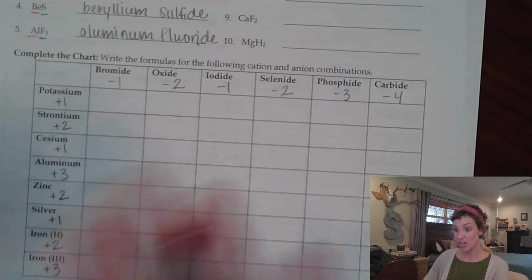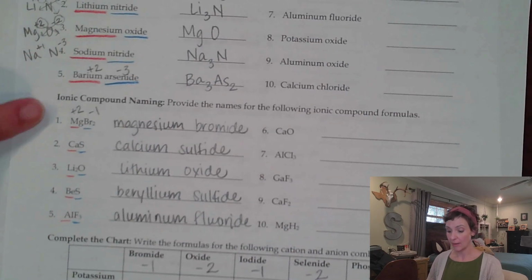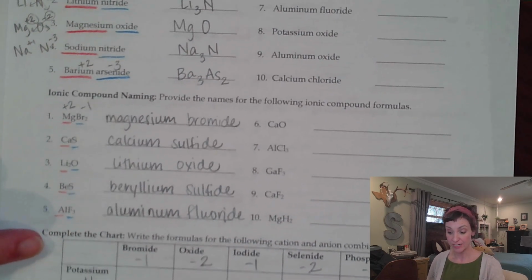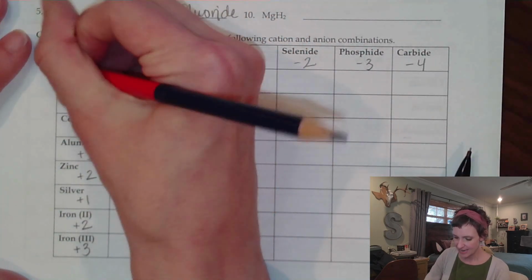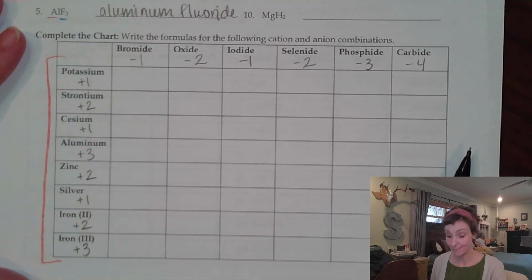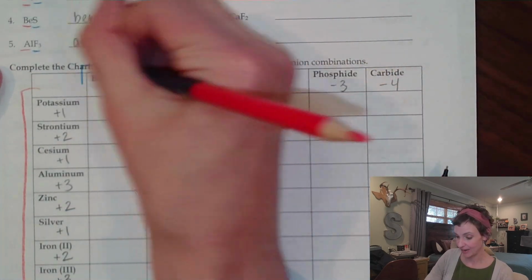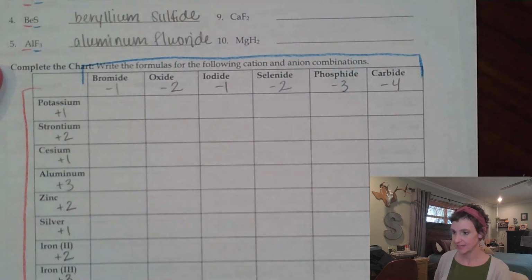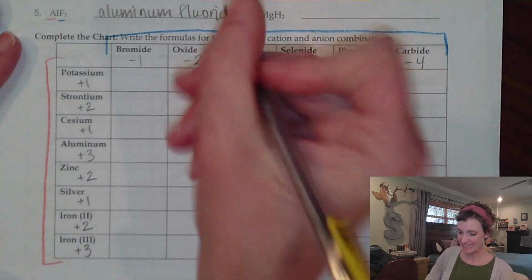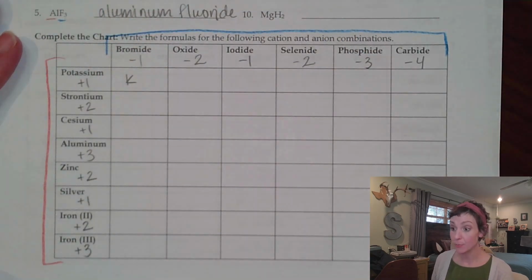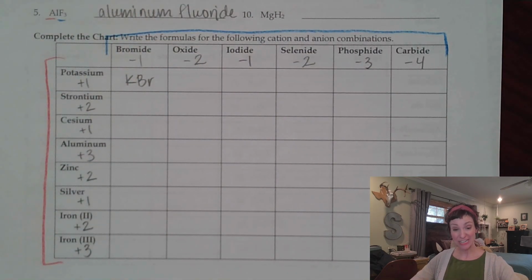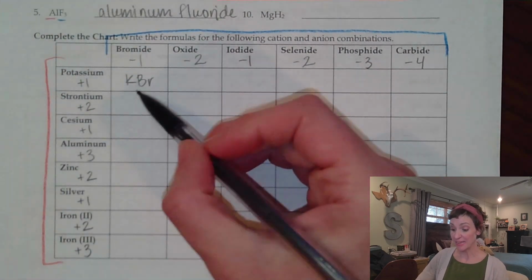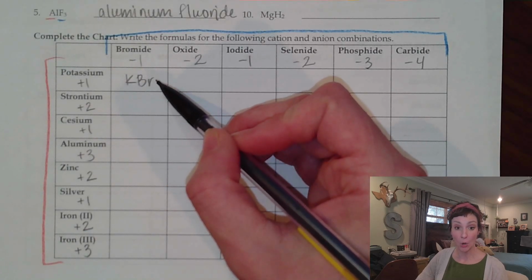But here's the trick. Do remember up here, we always wrote the metal first, which means, oh my gosh, I'm going to get my colored pencils out again. We're going to write my metals first, okay? And here's my non-metals, yeah? So my potassium goes first, and my bromine goes second. The crisscross down is a 1-to-1 ratio, so it would be K1, Br1.